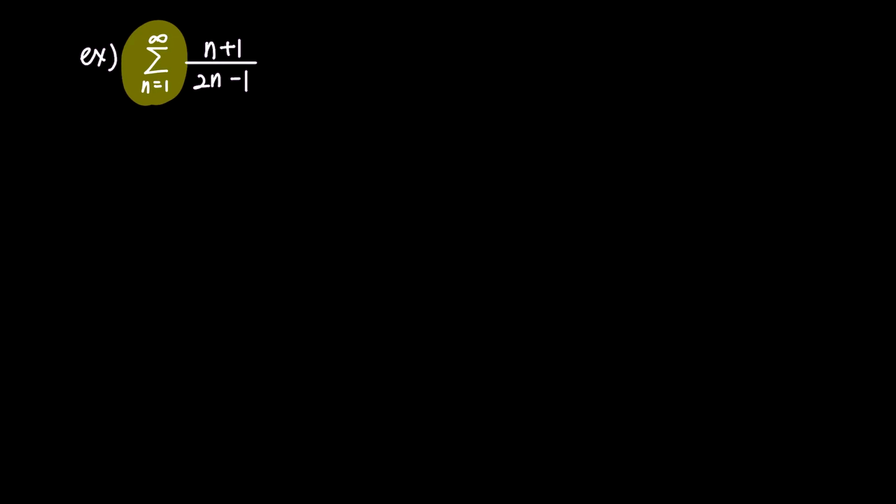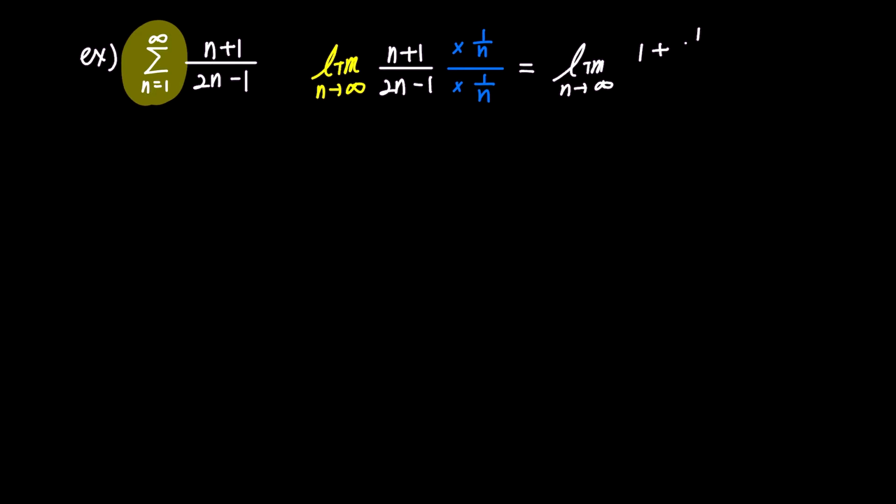We'll change the sigma notation with a limit. So we have the limit of (n+1)/(2n-1) as n approaches infinity. To evaluate this limit, we multiply both the numerator and denominator by 1/n. This leads us to the limit of (1 + 1/n)/(2 - 1/n).